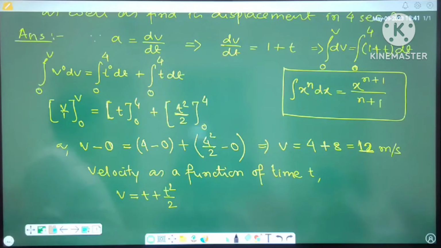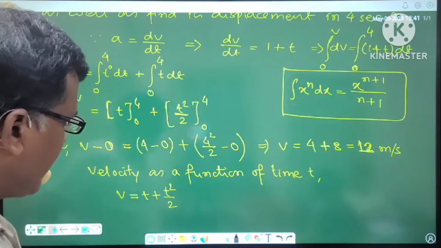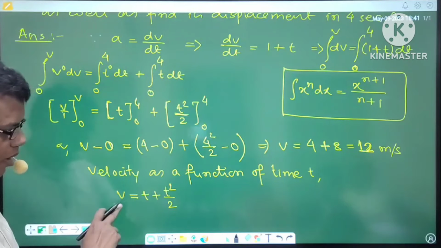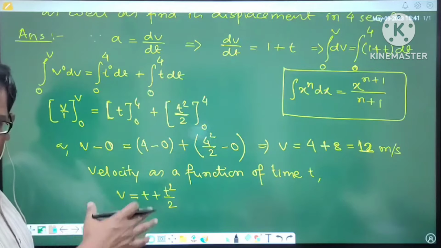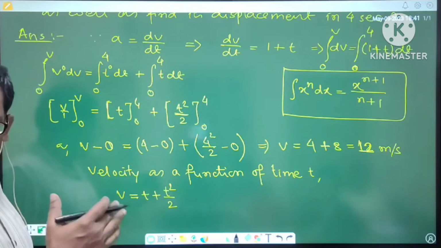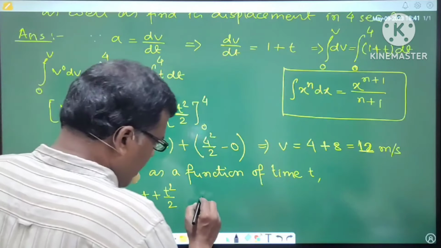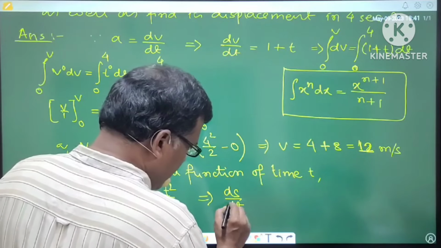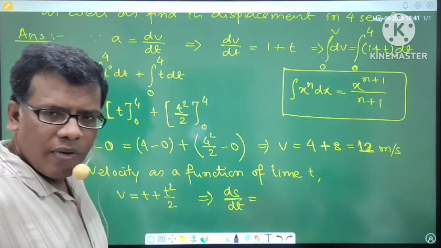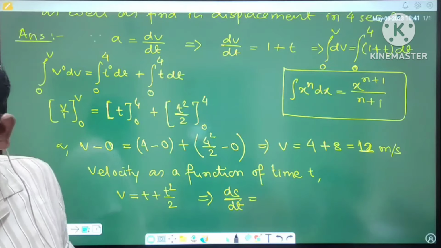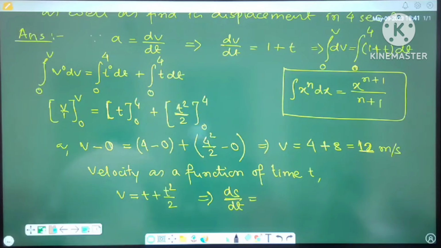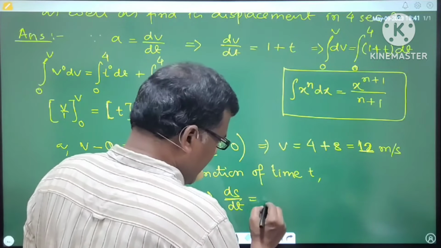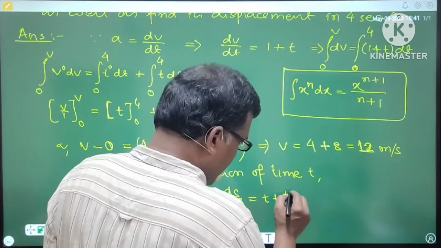Of this motion, velocity as a function of t, we are getting it as t plus t square by 2. So this velocity is depending on t, so it is indicating that it is talking about the instantaneous velocity. Further, this instantaneous velocity can be written as ds by dt, rate of change of displacement is said to be the velocity. So we can write velocity as ds by dt, so ds by dt is equal to t plus t square by 2.